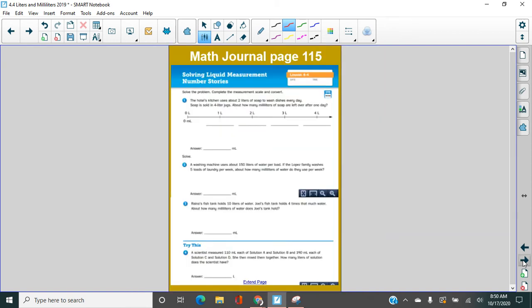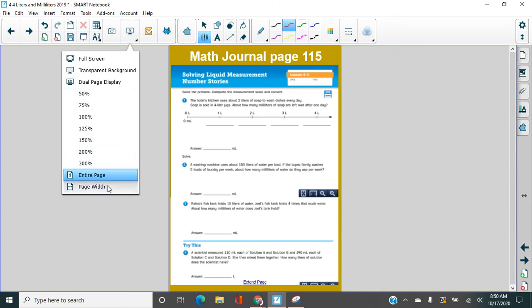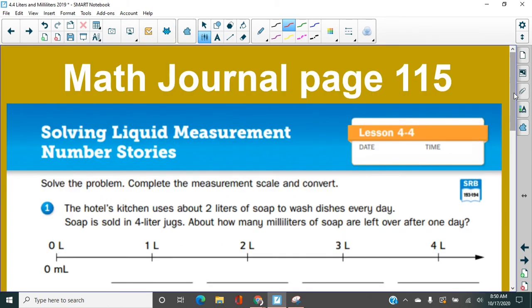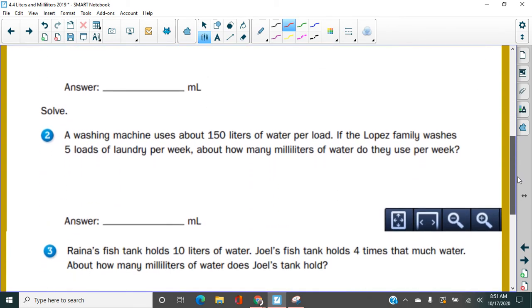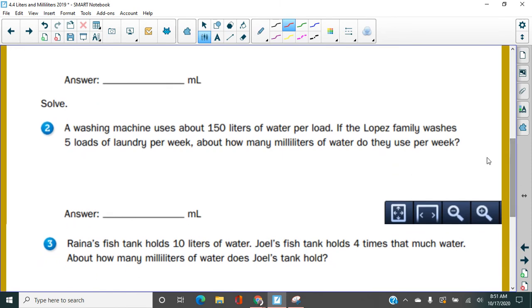And then lastly, let's do one of the word problems together also. Let's come down to number, I'll let you do that one. Let's go here with number 2. A washing machine uses 150 liters of water per load. If the Lopez family washes 5 loads of laundry per week, about how many milliliters of water do they use per week?